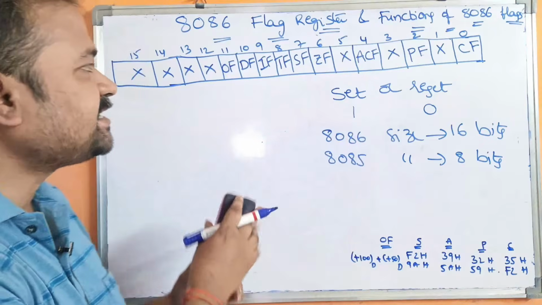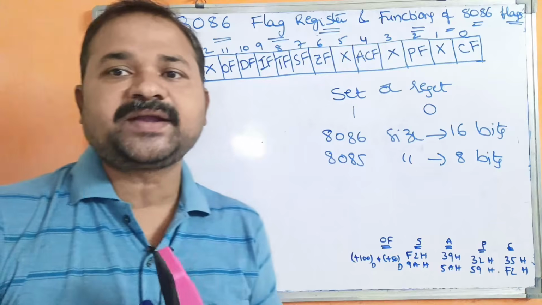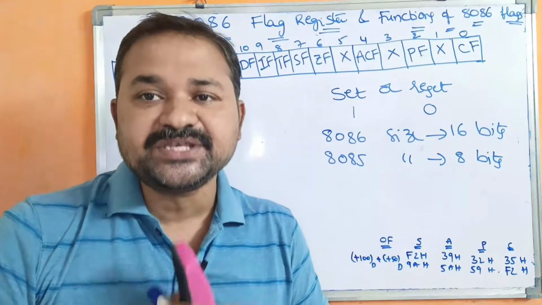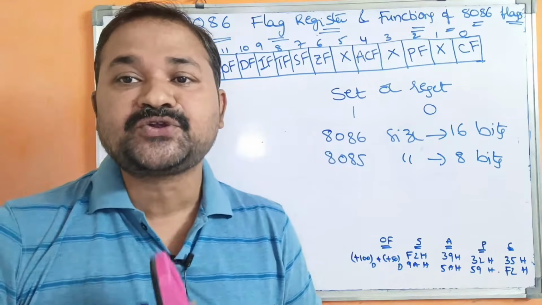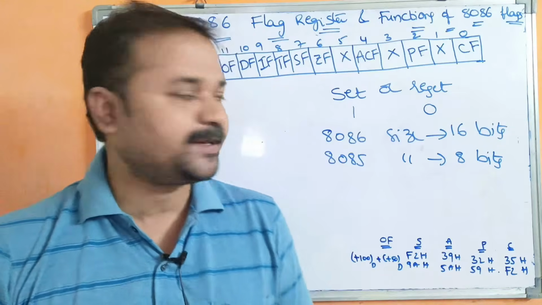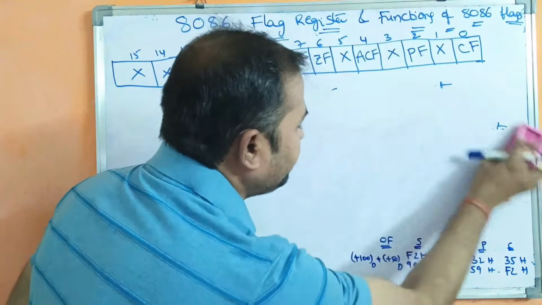So in 8086, we have 16 flags in total. But out of 16 flags, 9 flags are used, whereas the remaining 7 are don't cares. Don't cares means they are unused. So here the size of the flag register is 16 bits.